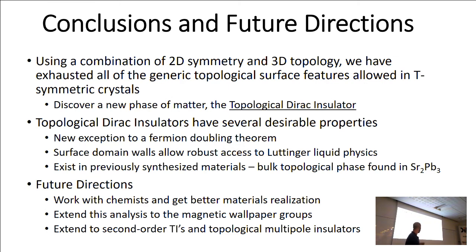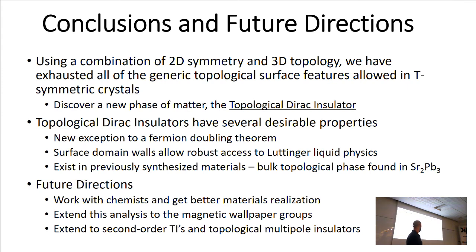And so doing, we discovered a final topological insulating phase, a topological Dirac insulator. This thing has several desirable properties, and it's an exception to a different fermion doubling theorem. So it sort of completes the set of allowed crystalline exceptions to fermion doubling in systems with time-reversal symmetry. It has a very special surface domain wall network and allows robust access to Luttinger liquid physics.